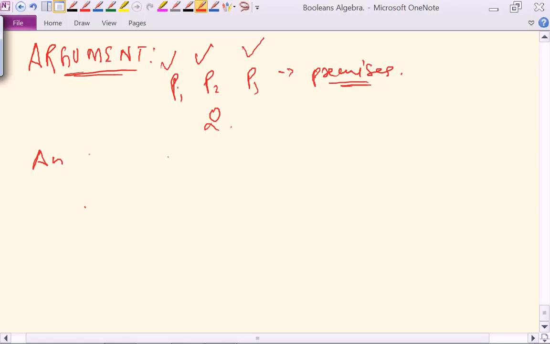You have understood the argument: P1, P2, up to Pn, and the conclusion is Q. This will be the argument because we are getting out of that argument P1, P2, Pn. That is basically the combination of these propositions, and a conclusion is your argument.